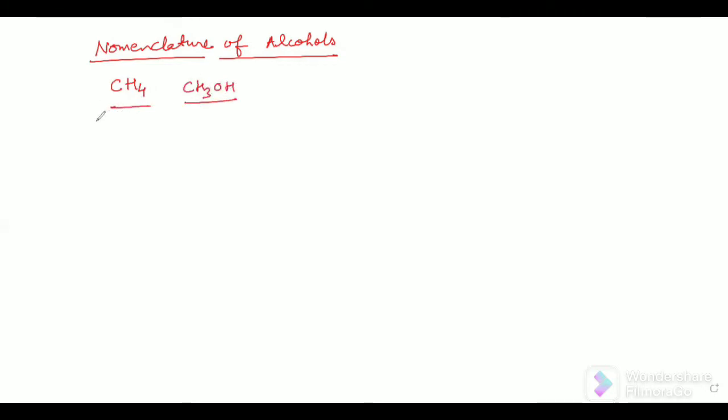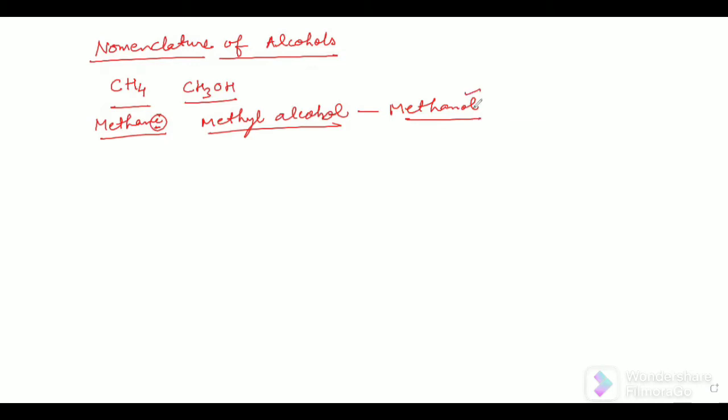Now this is the simplest alcohol. CH4 is methane. The common name of this will be methyl alcohol. From methane, we are getting methyl, and when the OH group is added to this, we get methyl alcohol. This is the common name. Now, for the IUPAC name, what we have to do? From methane, we have to replace e with ol. So we are going to get methanol. It means for alcohol, we have to use the suffix ol.